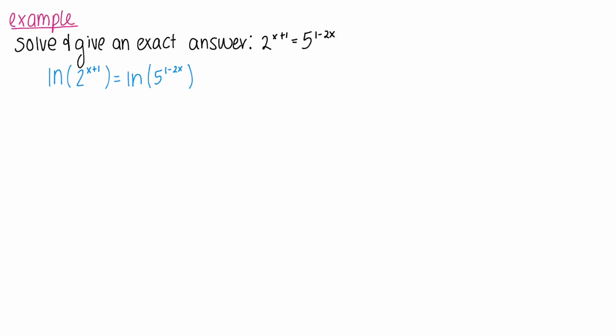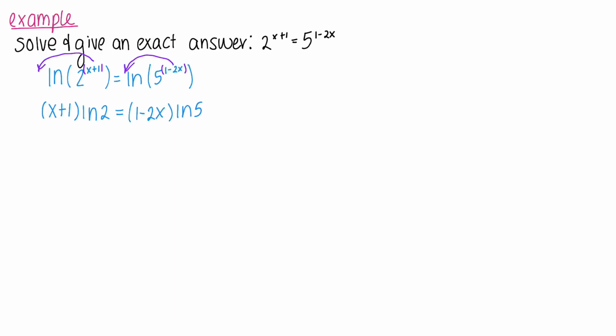I can bring my exponents down in front. I need to remember to put parentheses on them when I bring them down because the entire exponent has to come down. Forgetting to do parentheses here will ruin your entire problem for you and be a bad time in general. So I have (x plus 1) times ln 2 is equal to (1 minus 2x) times ln 5.